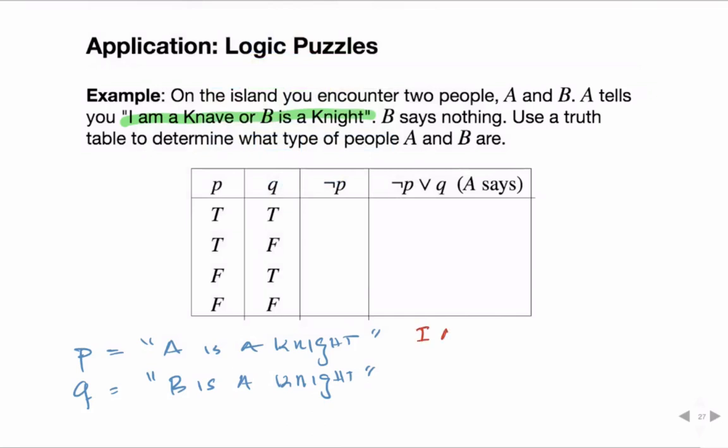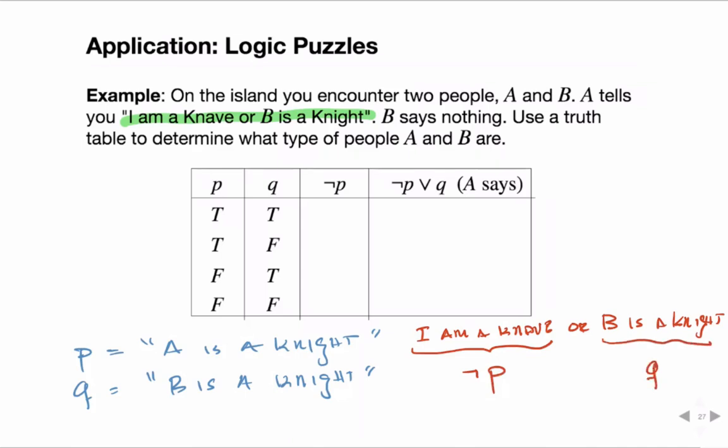I am a knave, or B is a knight. And so if I break this down, A saying "I am a knave" corresponds to the proposition that A is not a knight. And since P represents A is a knight, this is the negation of that. So that's going to be the negation of P. B is a knight, we've already translated that, that's just represented by Q.